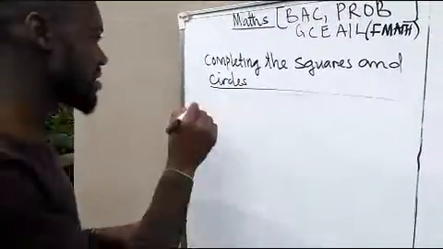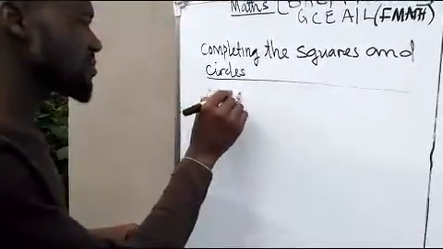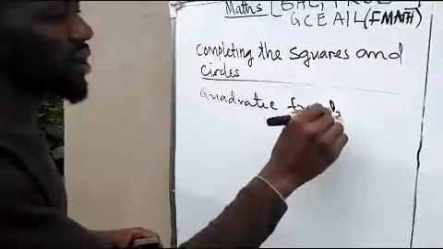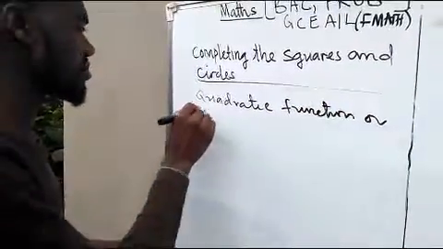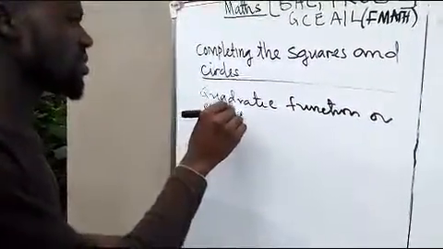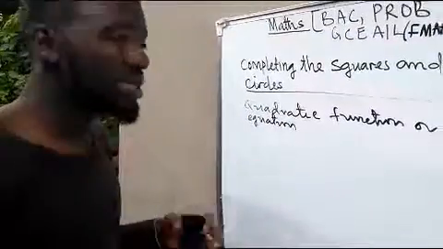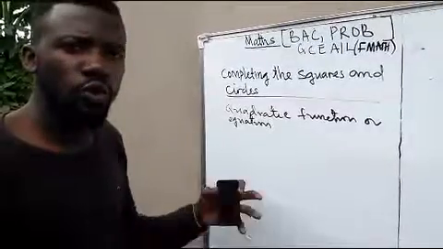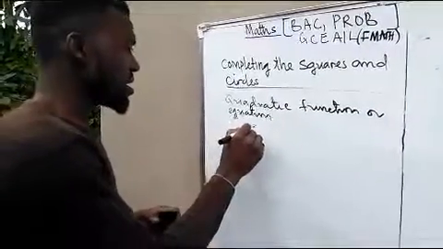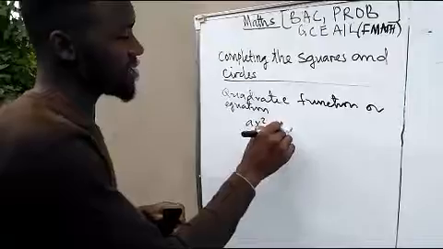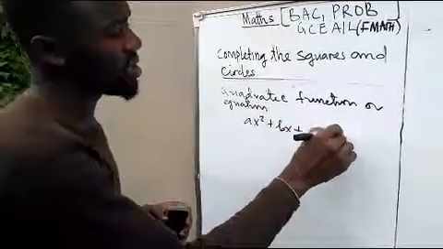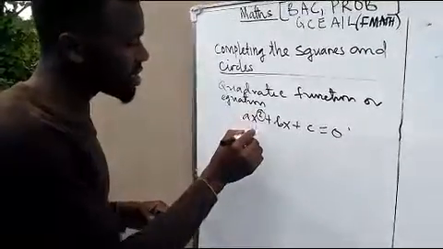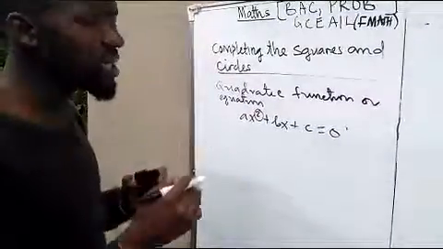What's a quadratic function or equation? A quadratic function or equation is simply an equation with the highest power of x being 2. That is ax squared plus bx plus c. This is a quadratic equation, and if you look, the highest power of x is 2, which makes it a quadratic equation.